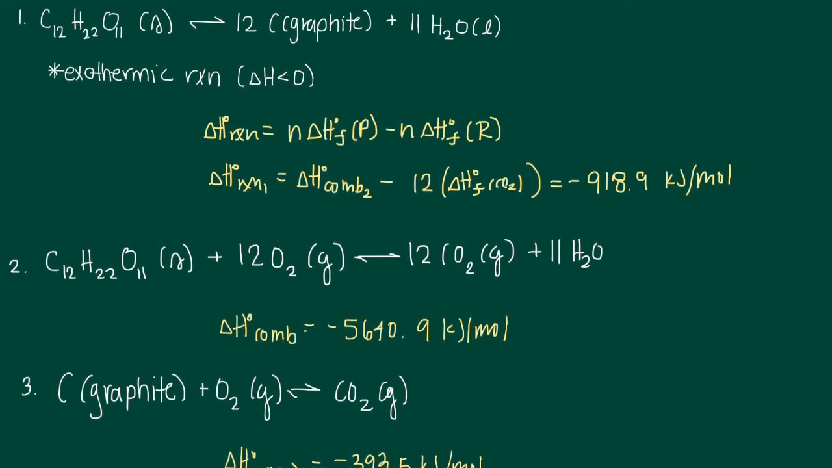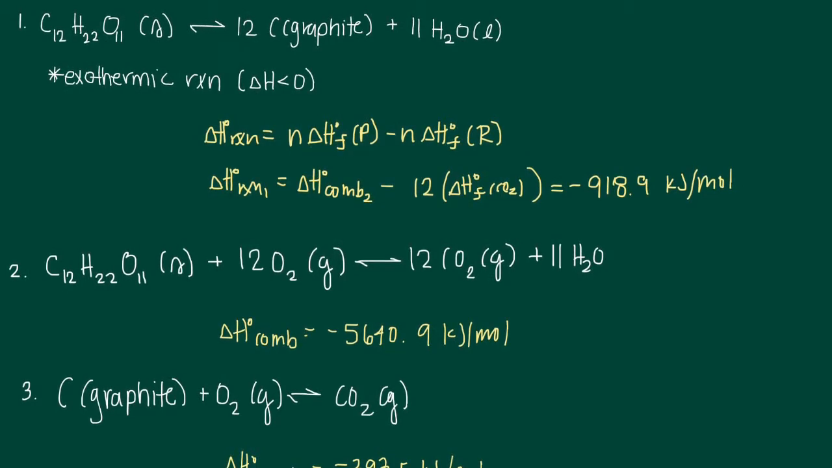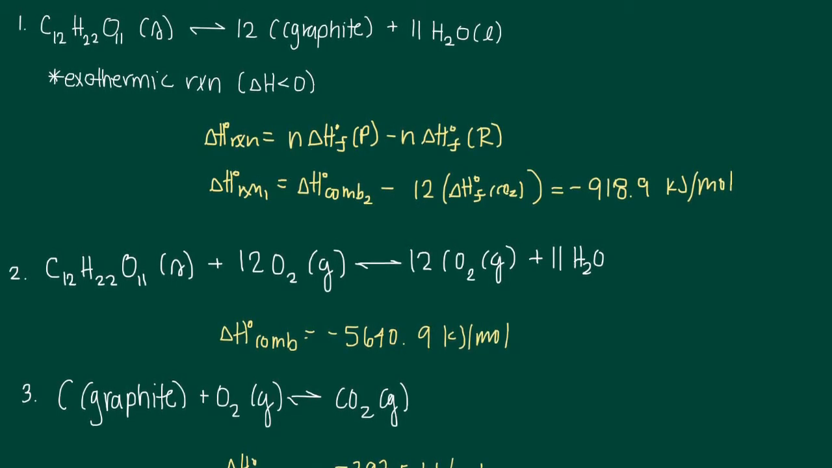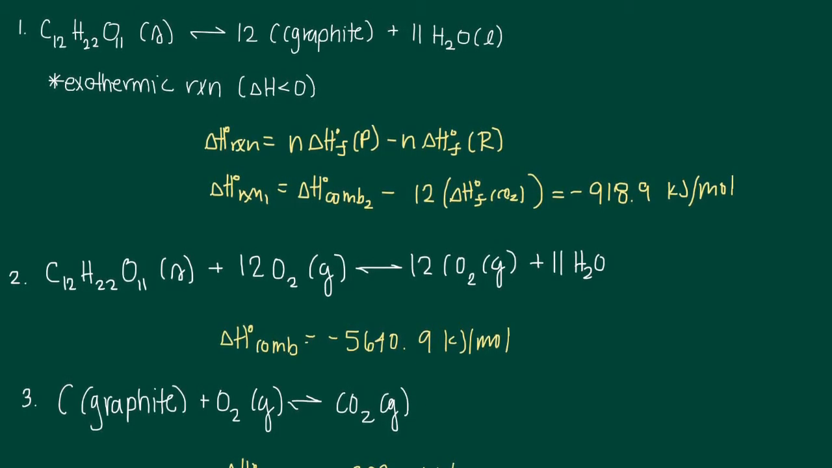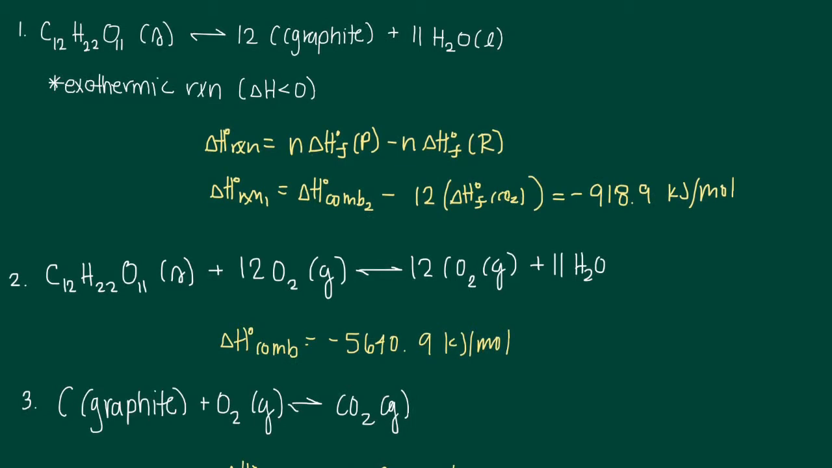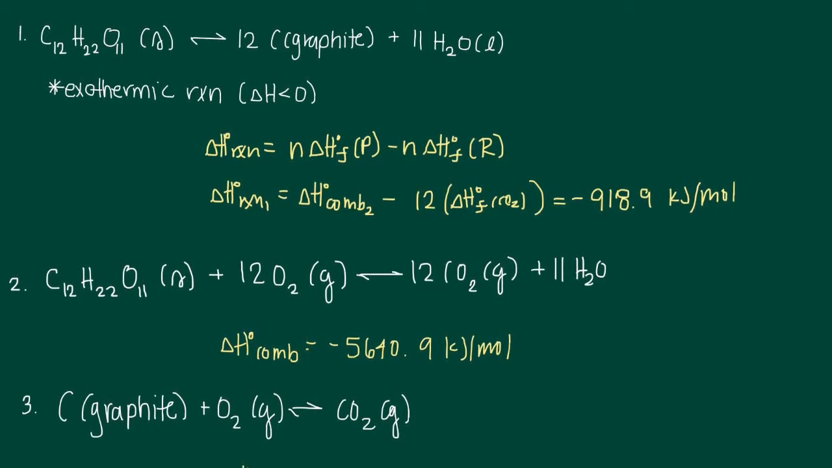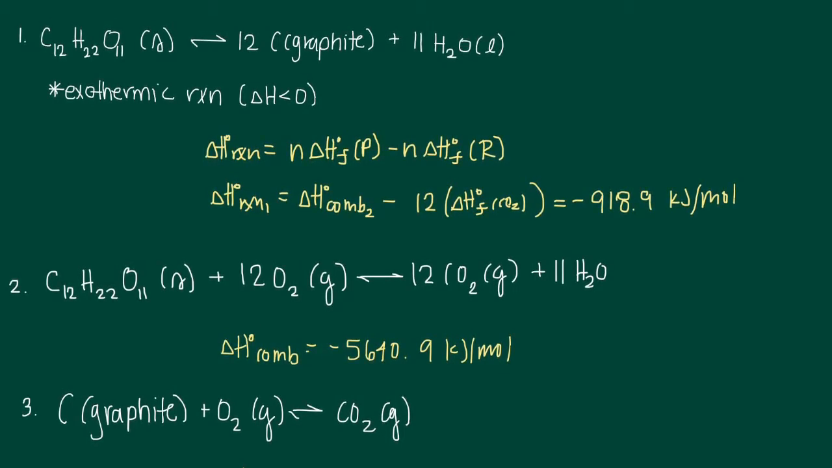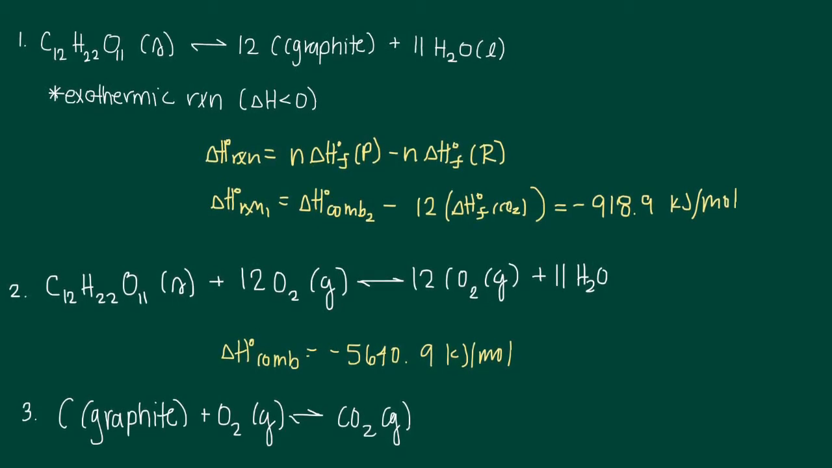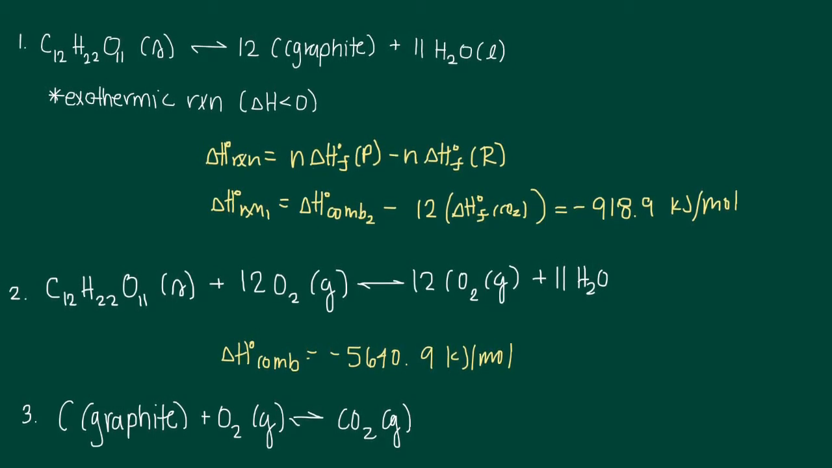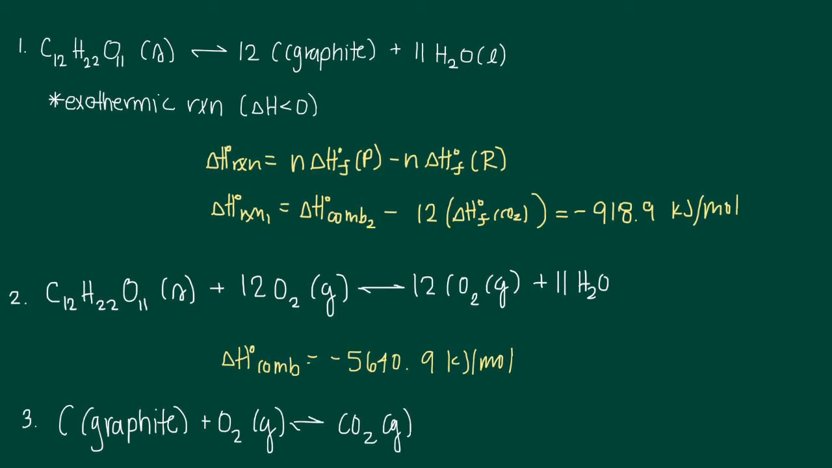An exothermic reaction has an enthalpy lower than 0, or a negative enthalpy. Reaction 1's enthalpy is calculated by subtracting the standard enthalpy of combustion in reaction 2 by 12 times the standard enthalpy of formation of the carbon dioxide in reaction 3. We can do this because standard enthalpy of reaction is equal to moles times the standard enthalpy of formation of products minus moles times the standard enthalpy of formation of the reactants.